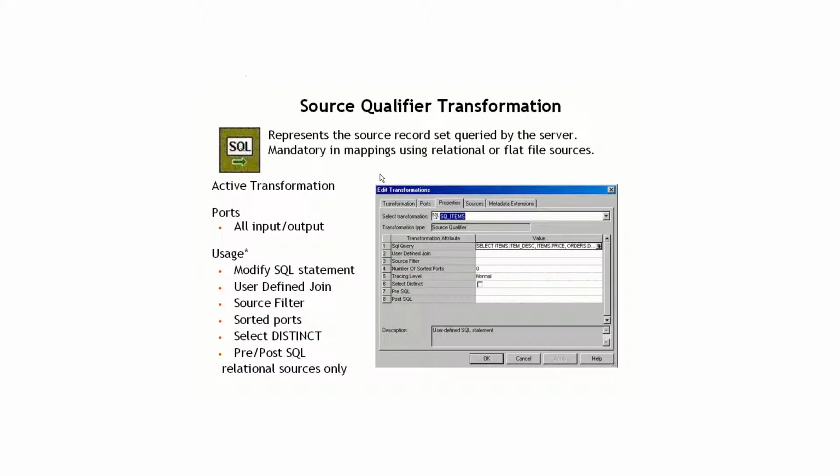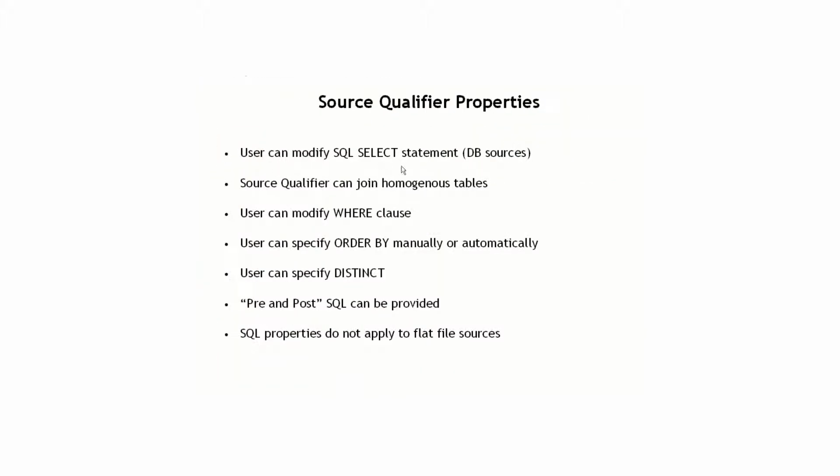So, what is the purpose? The user, meaning the developer, can modify the select statement, or he can write the joins between the tables if it is homogeneous, that is from the same database. Or you can modify the where clause, or you can write a where clause, you can do order by, you can do distinct. Pre and post SQL we will discuss later. But SQL properties cannot be applied on a flat file source.